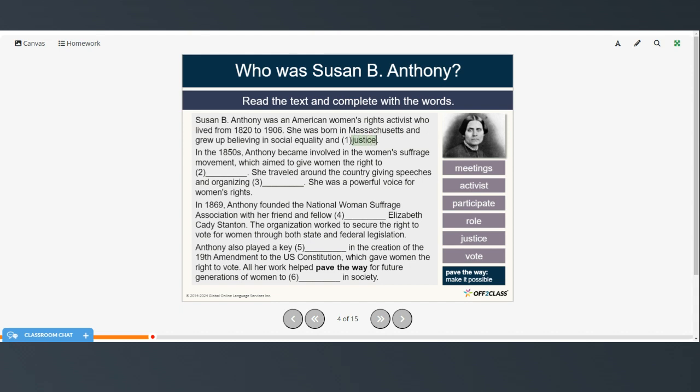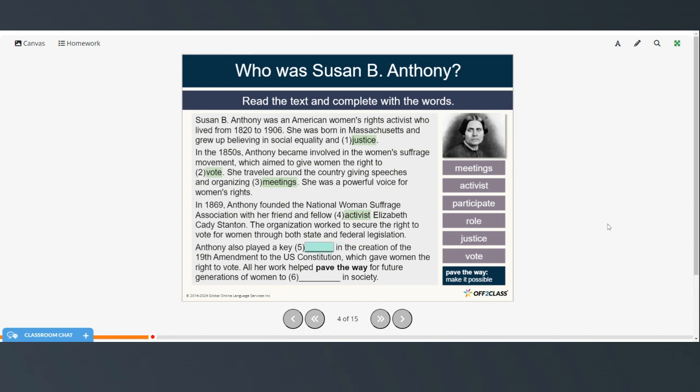In the 1850s, Anthony became involved in the women's suffrage movement, which aimed to give women the right to vote. She traveled around the country giving speeches and organizing meetings. She was a powerful voice for women's rights. In 1869, Anthony founded the National Women's Suffrage Association with her friend and fellow activist, Elizabeth Cady Stanton. The organization worked to secure the right to vote for women through both state and federal legislation.